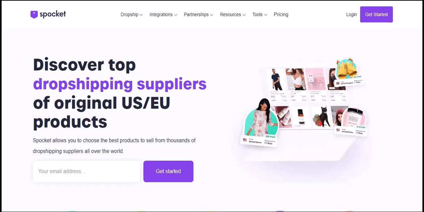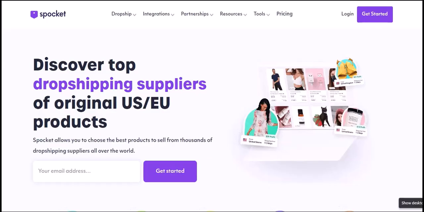So, you're thinking about using Spocket to streamline your dropshipping business. But what happens when a customer isn't happy with their purchase? How does Spocket handle returns? Let's dive into that. Understanding Spocket's role in returns.